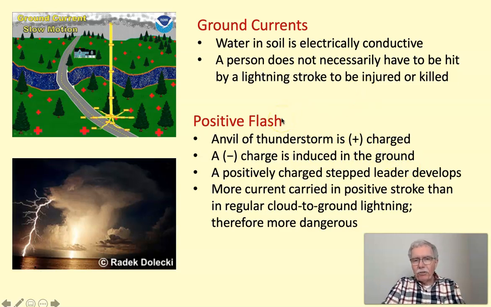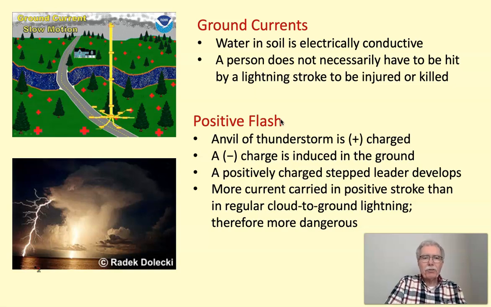Finally, lightning hits the ground. In the soil, we have water, which is electrically conductive, has electrolytes in it. And to be hit by lightning is not necessarily to be hit directly by lightning. You can be standing on the ground near a lightning stroke and still get hit by a current within the ground.